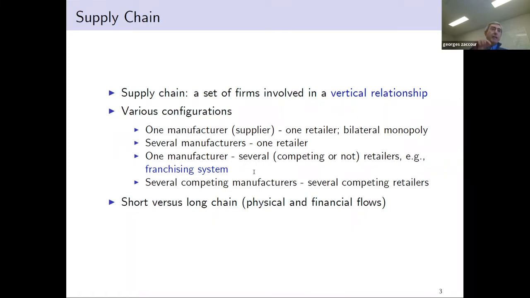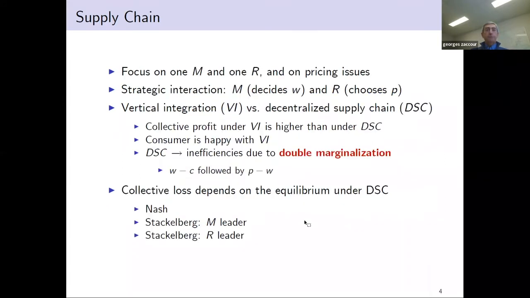Now, in terms of the length of the supply chain, you may have various layers, and this will depend on the complexity of the product and the organization of the economy. Also, I would like to mention that you have different layers in terms of physical intervention, meaning that the merchandise is changing hands, whereas you may also have some layers where the intervention is essentially financial.